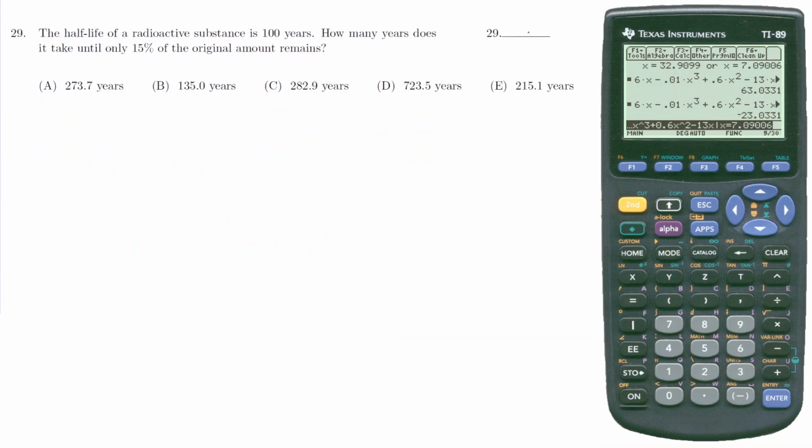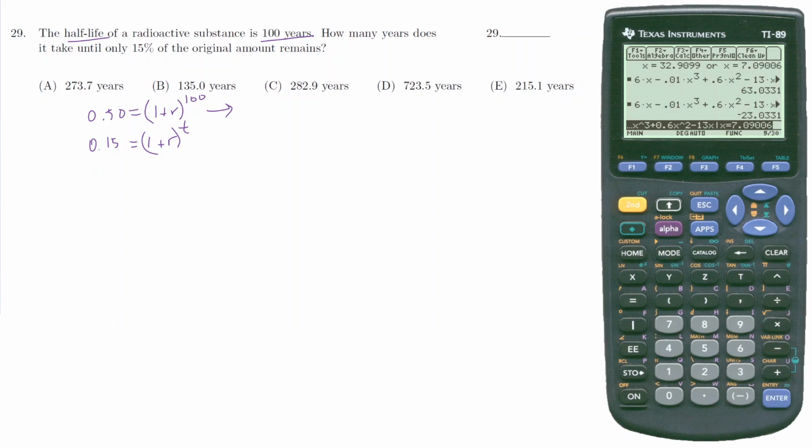So A. Next, the half-life of a radioactive substance is 100 years. How many years does it take until only 15% of the original amount remains? This is the equation that we have to do. For the 50% half-life, 0.50 is equal to 1 plus r to the 100 years. Now we need to find something different: 0.15 equals 1 plus r to the power of t, and we need to find that t. This one is really weird.